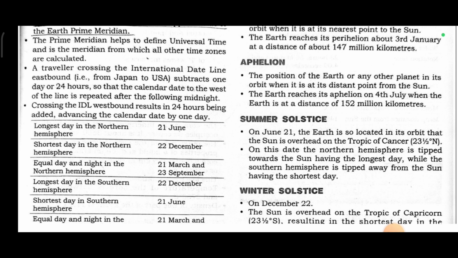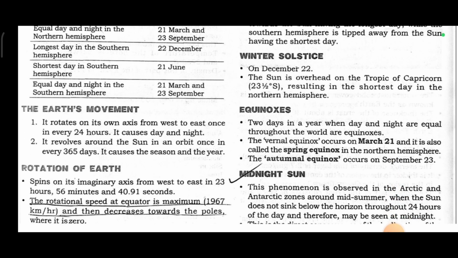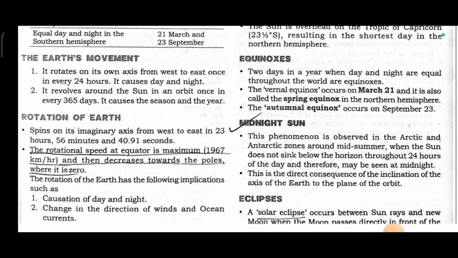Summer solstice. On June 21, the Earth is so located in its orbit that the Sun is overhead on the Tropic of Cancer. On this date, the northern hemisphere is tipped towards the Sun, having the longest day, while the southern hemisphere is tipped away from the Sun, having the shortest day. Winter solstice. On December 22nd, the Sun is overhead on the Tropic of Capricorn, resulting in the shortest day in the northern hemisphere.